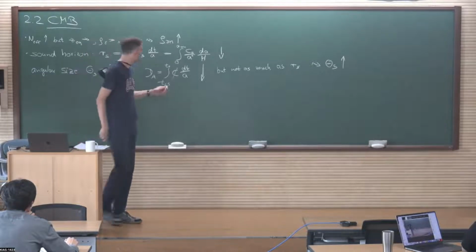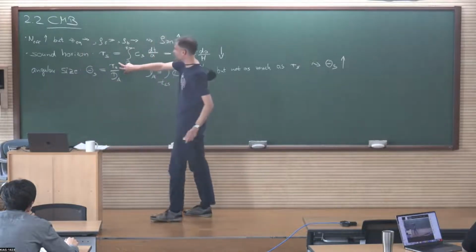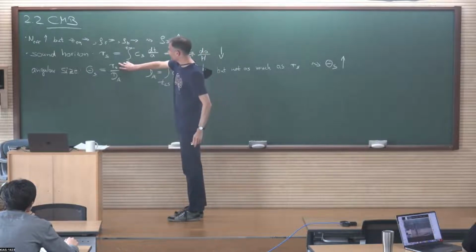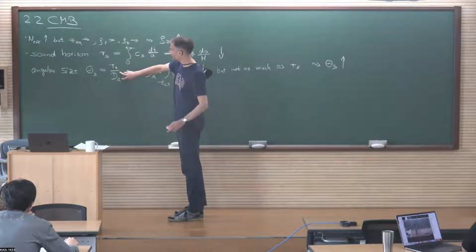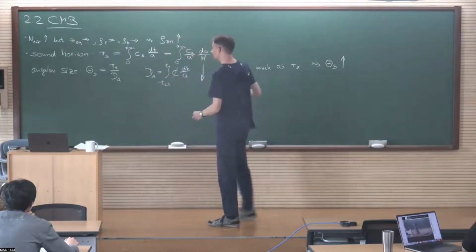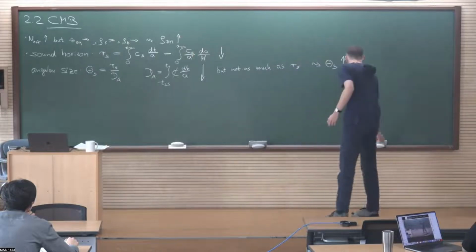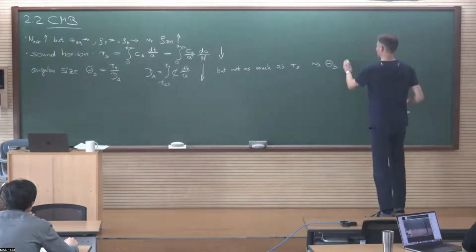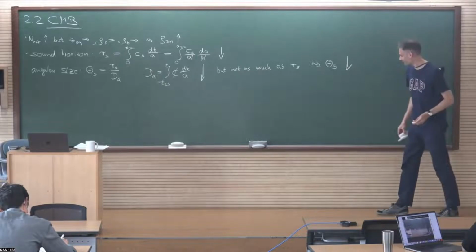The other way around, sorry. So the numerator decreases and the denominator decreases, but not as much. So the denominator becomes larger relative to the numerator. And so the angular size of the sound horizon actually decreases. There we are.